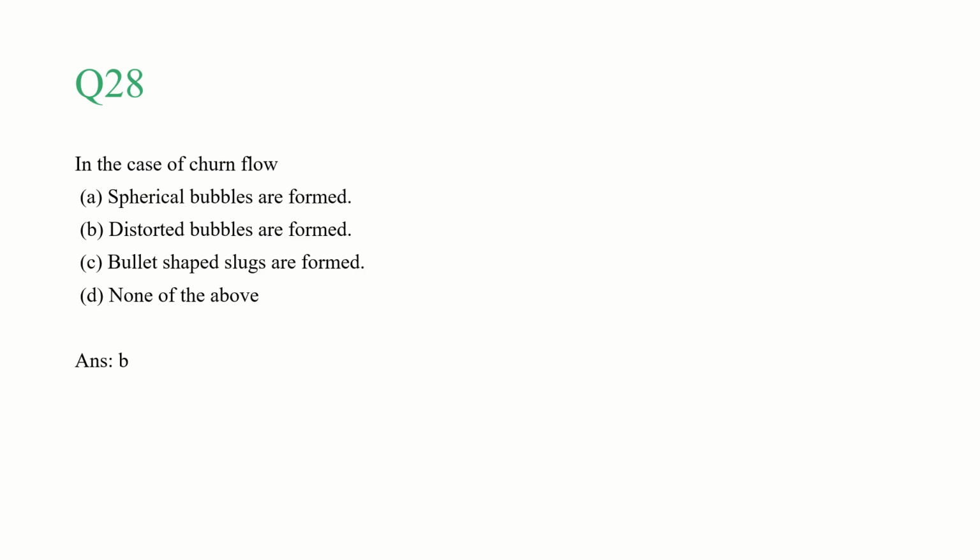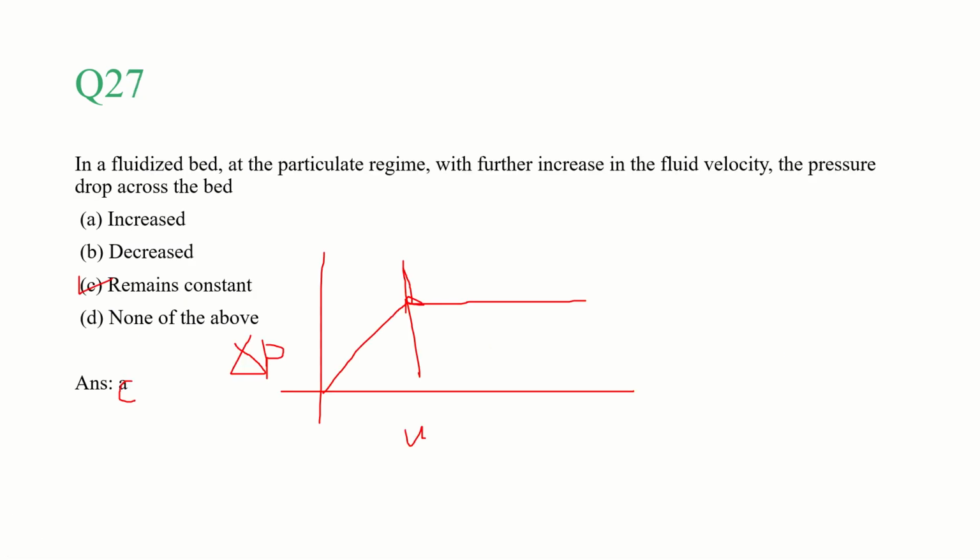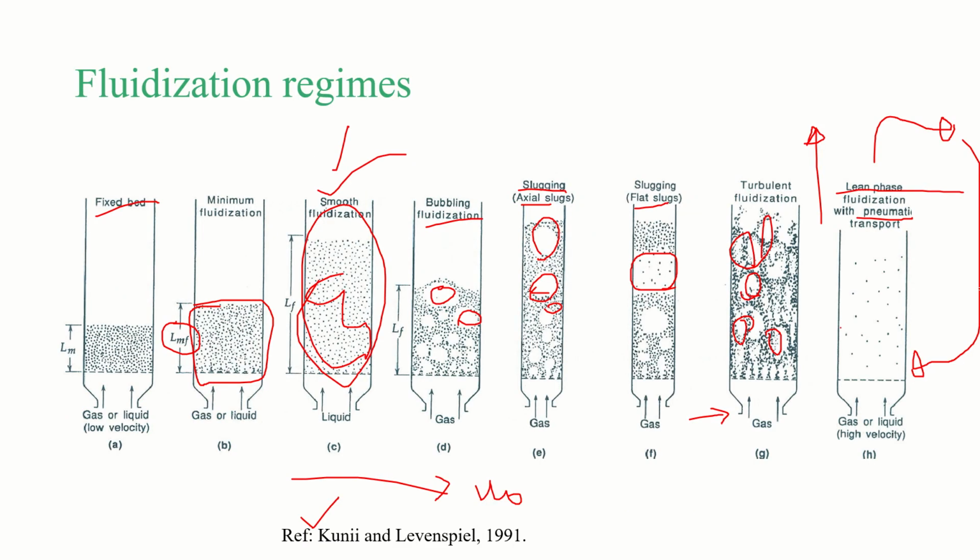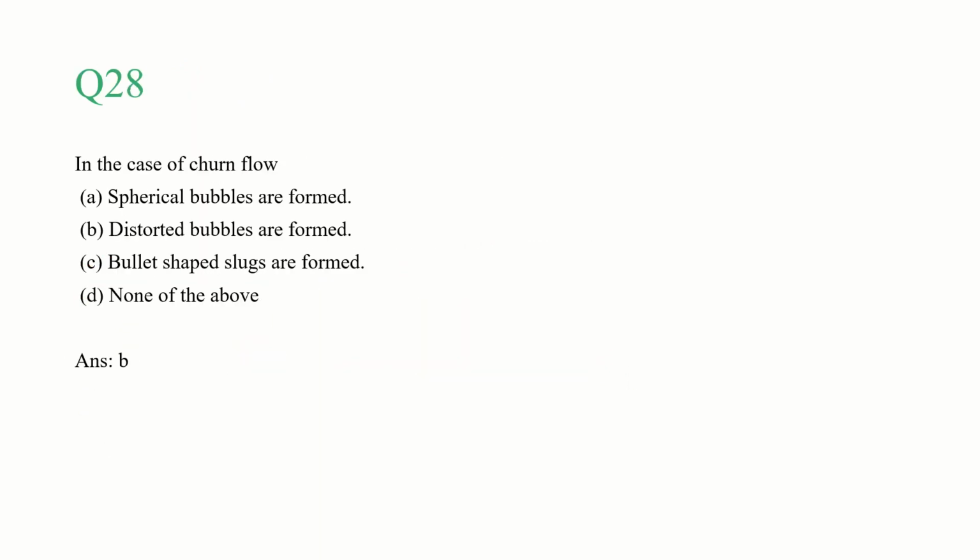In case of churn flow, spherical bubbles are formed, distorted bubbles are formed, bullet shaped slugs are formed, none of the above. Like we saw in this, churn flow is just this. After the slugging bed, it becomes distorted. So the bubble formation pattern with increase in fluid velocity does not remain constant. So we cannot say the bubbles should be spherical in shape. With increase in the fluid velocity, the probability of distorted bubbles forming is more than spherical bubbles.